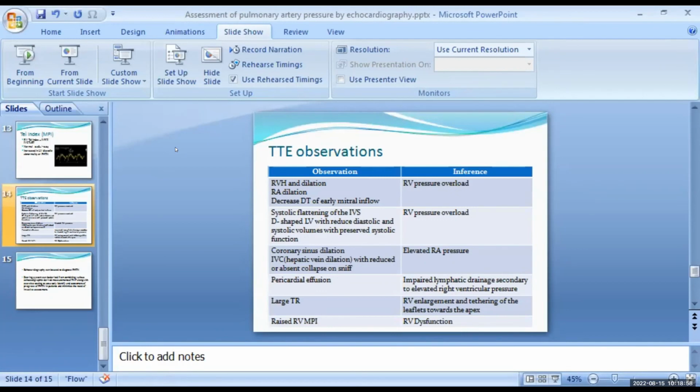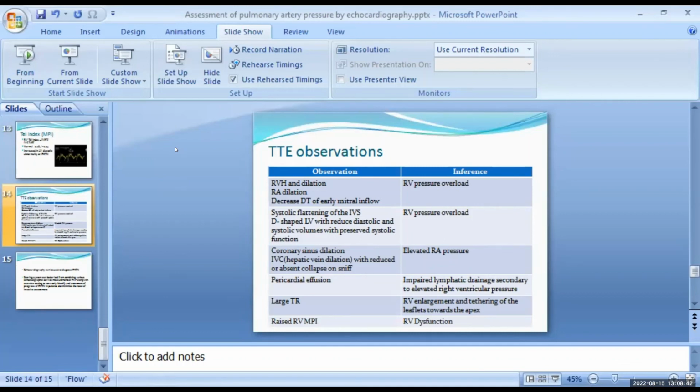Systolic flattening of the IVS or D-shaped LV with reduced diastolic and systolic volume with preserved systolic function also indicate RV pressure load. Pulmonary sinus dilatation, IVC dilatation, hepatic vein dilatation with reduced collapsibility of the IVC suggestive of elevated RA pressure. Pericardial effusion is there basically due to the impaired lymphatic drainage secondary to elevated RV pressure. That also indicates there may be chances of pulmonary hypertension.